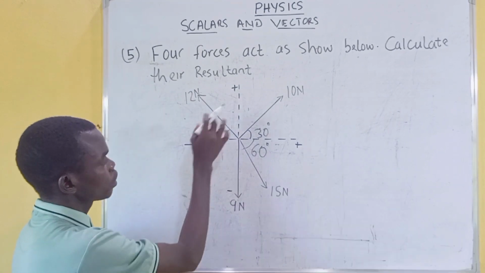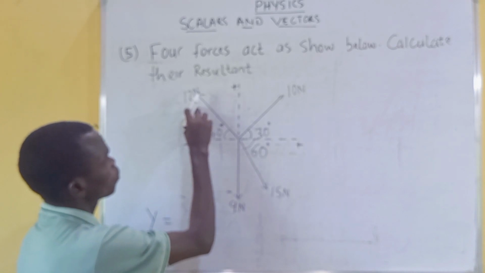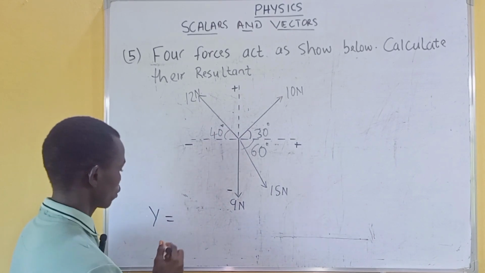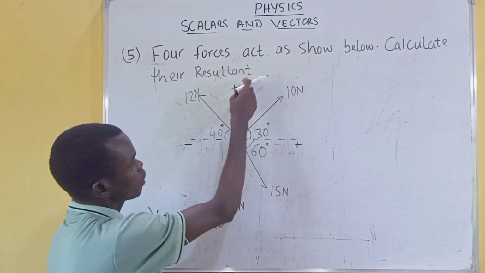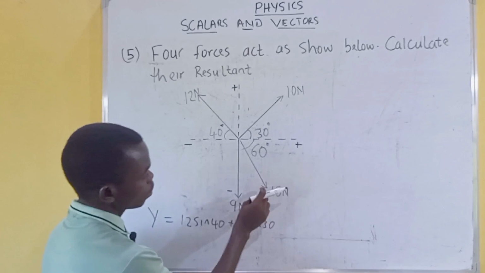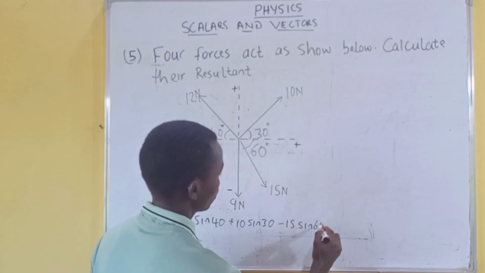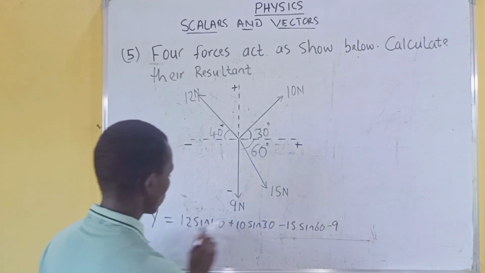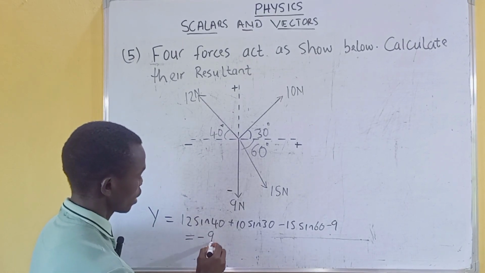So if we are to resolve this for the y component, which is the vertical component, we have y equal to, we resolve this 12 Newton to the y component, we have positive 12 times sine 40. Then when you resolve this to the vertical, we have plus 10 sine 30. And when you resolve this to the vertical, we have minus 15 sine 60. Then this will be minus 9. So when you press your calculator, our y component will be equal to minus 9.28.